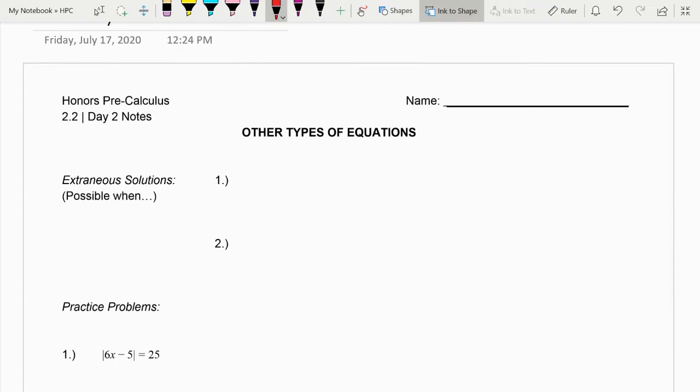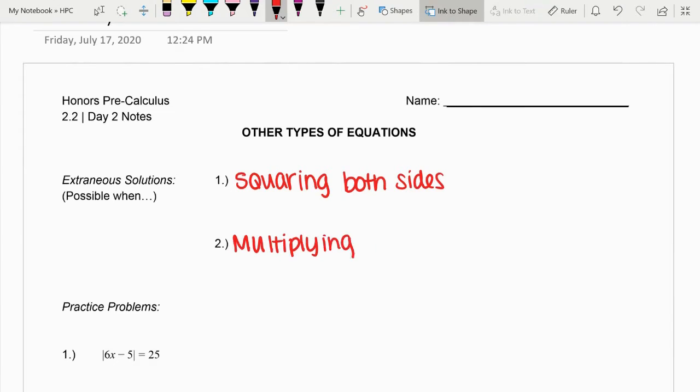An extraneous solution is possible when we square both sides of the equation. And then it's also possible when we are multiplying both sides of the equation by the variable. And the way that we check if our solution is extraneous is we just substitute it back into the equation and see if the right-hand side equals the left-hand side.